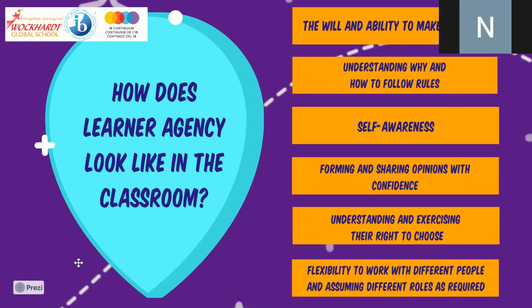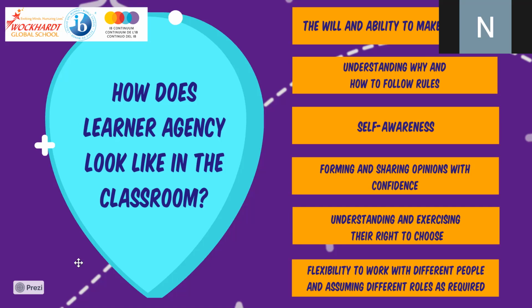So learner agency in the classroom can be described as the will and ability to make a change. First of all, the child has to understand what I need to change, what the process is that I'm going through right now, knowledge is being imparted to me and I'm trying to accept the knowledge. How can I make a change to this environment? Am I happy with how I'm interacting with other classmates? Am I happy with how I'm interacting with the teacher? What do I need to change in this environment so that it makes it easier for me as a learner?